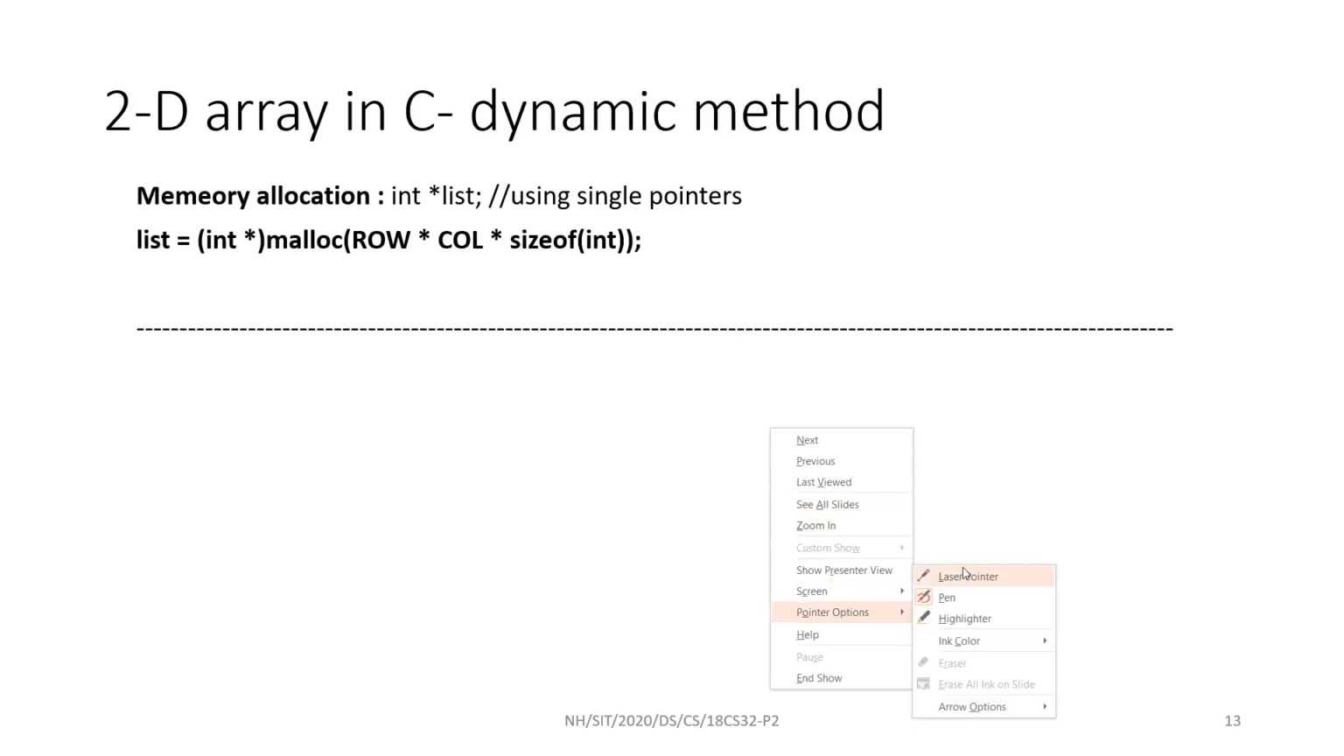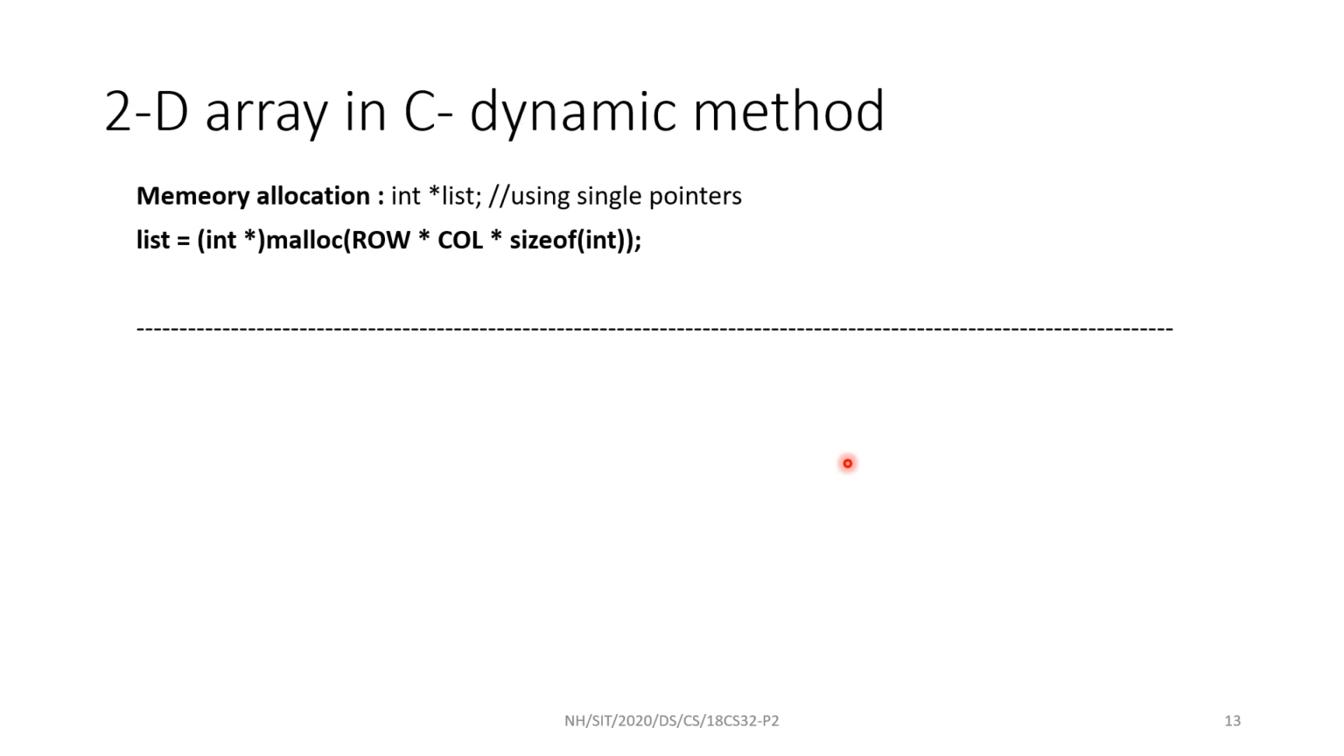Now we'll see some of the things for dynamic two-dimensional array. As you have seen earlier, a two-dimensional array with row and column can be created in this way. The malloc function will allocate this many locations which can hold integer data, and the starting address, the base address, is stored here in list.